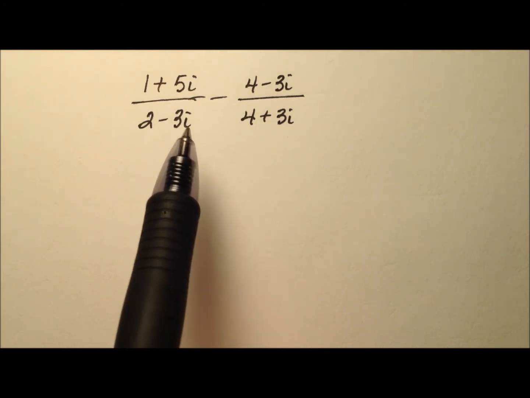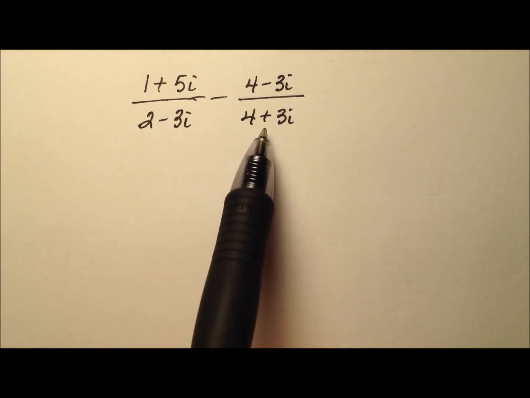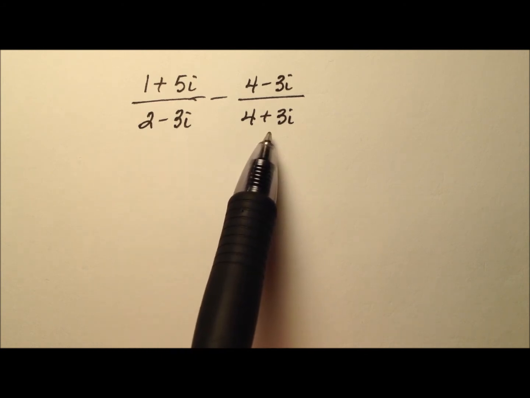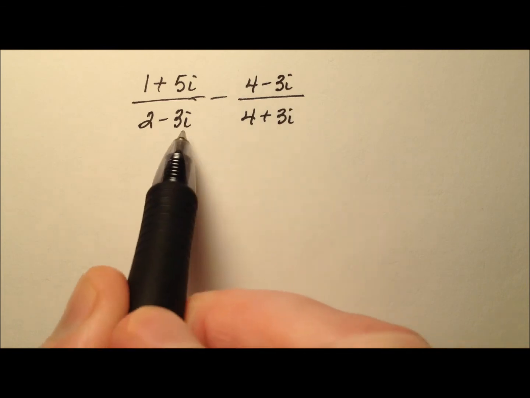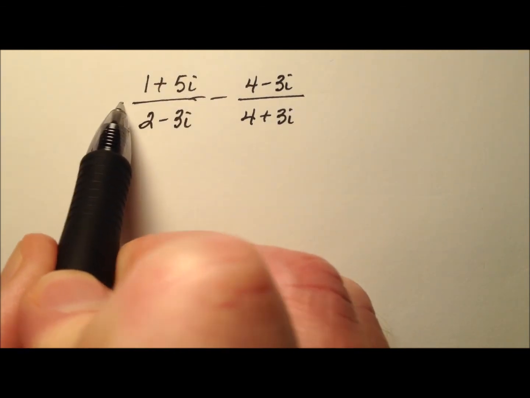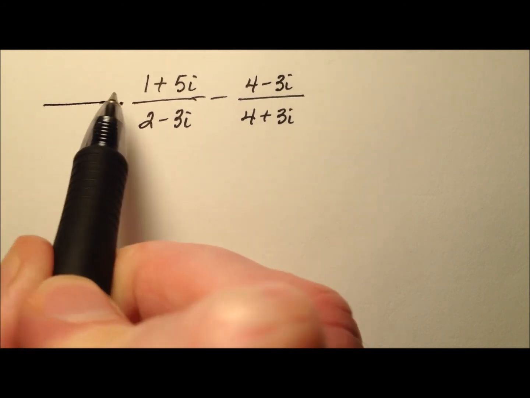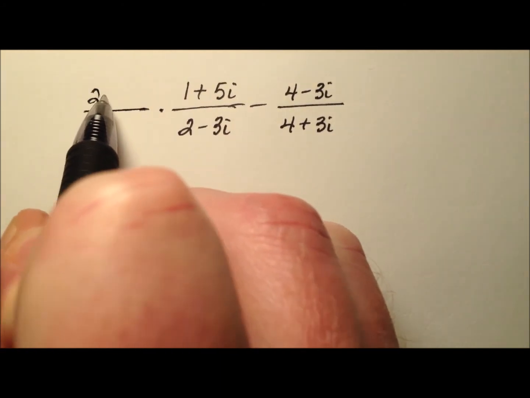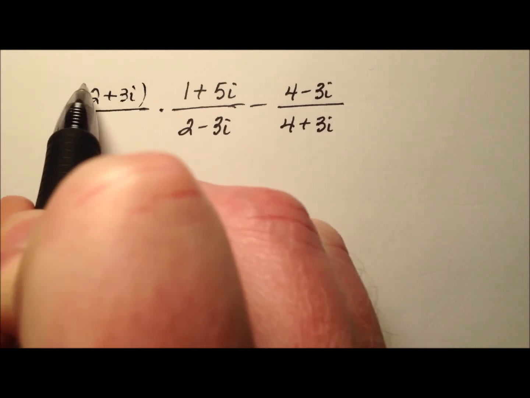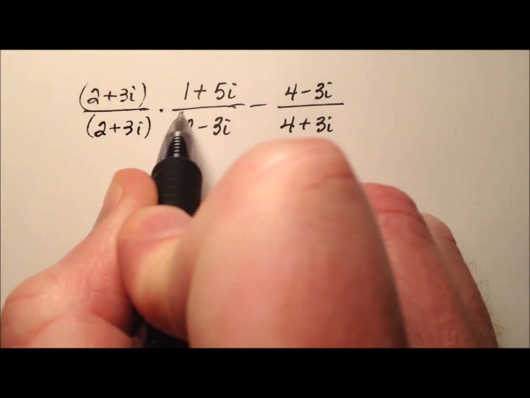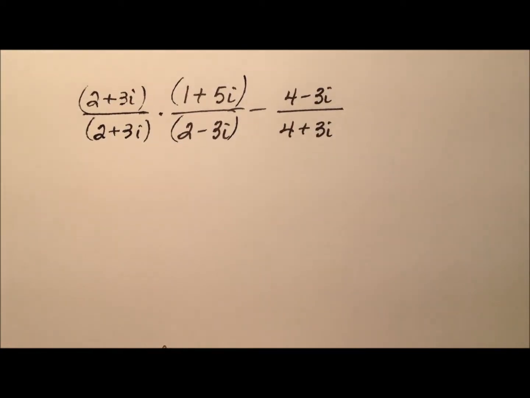Let's do this thing. So instead of getting common denominators first, we're going to go ahead and rationalize each denominator first and then worry about common denominators. So on the first fraction, we have 2 minus 3i in the denominator, so we need to multiply both the numerator and denominator by the complex conjugate, which is 2 plus 3i. So I'll put parentheses around all that.